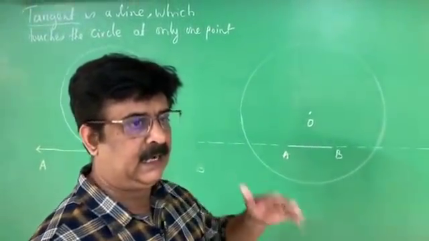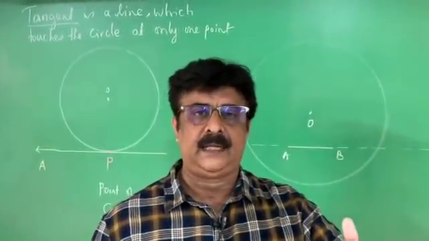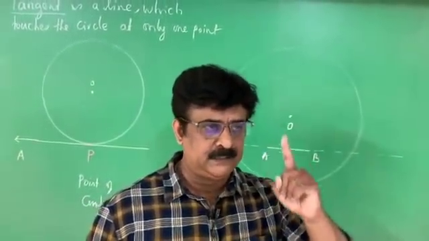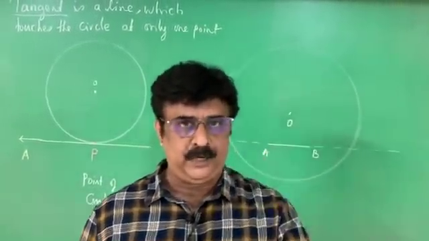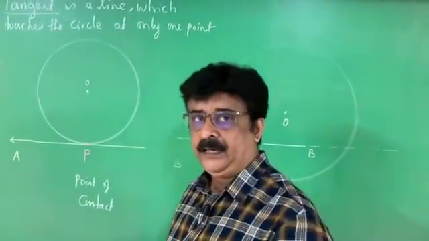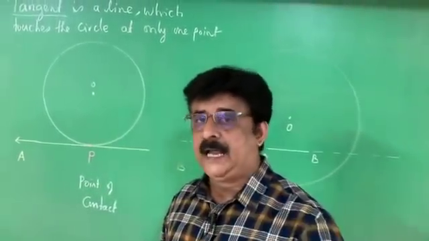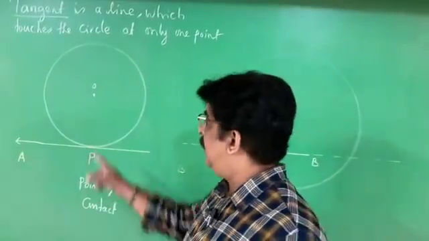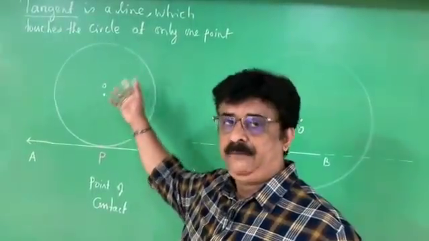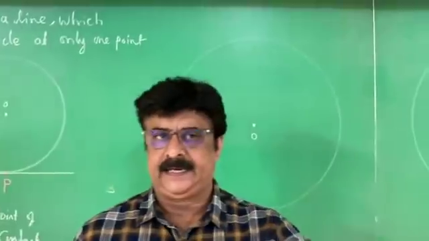Tangent and secant are lines, whereas chord, radius and diameter are line segments. Tangent is a straight line which touches the circle at only one point, and that point is called the point of contact. At any point on the circle, we can draw only one tangent to the circle, but we can draw an infinite number of tangents to a circle at different points. Now we know the difference between a tangent and a secant.